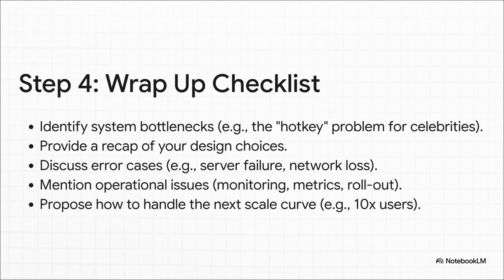So in step 4, this is where you really flex your critical thinking. You can talk about potential bottlenecks. A classic one is the hot key problem. Like what happens when a celebrity with 50 million followers makes a post? That fan-out is going to be insane.